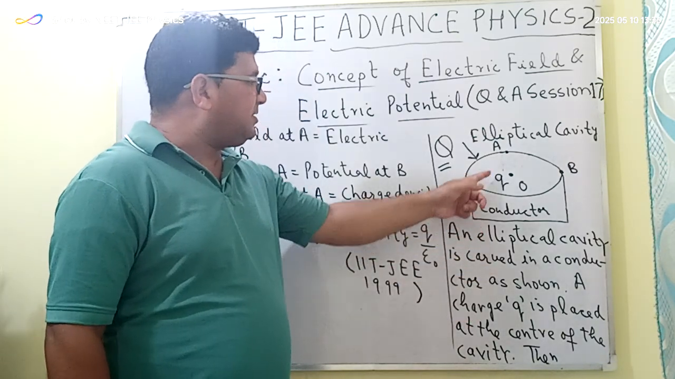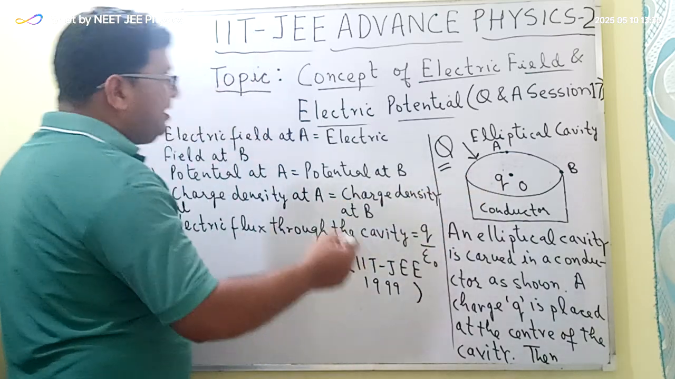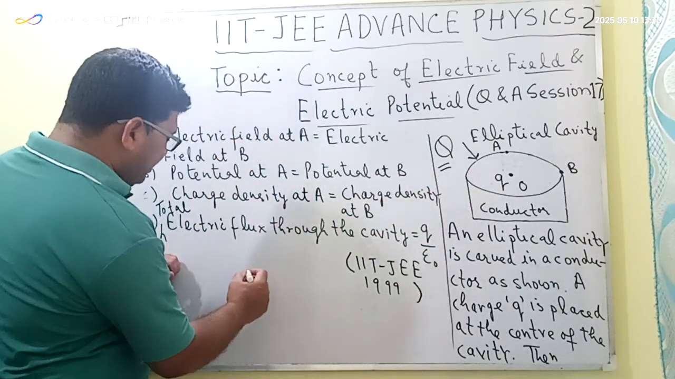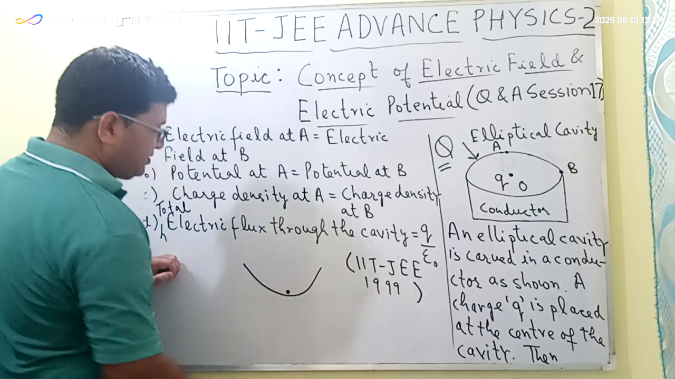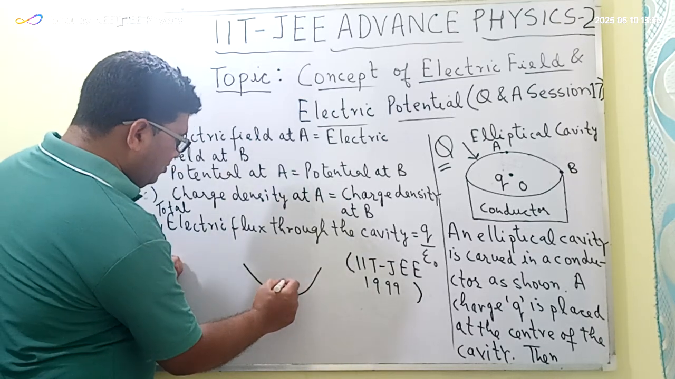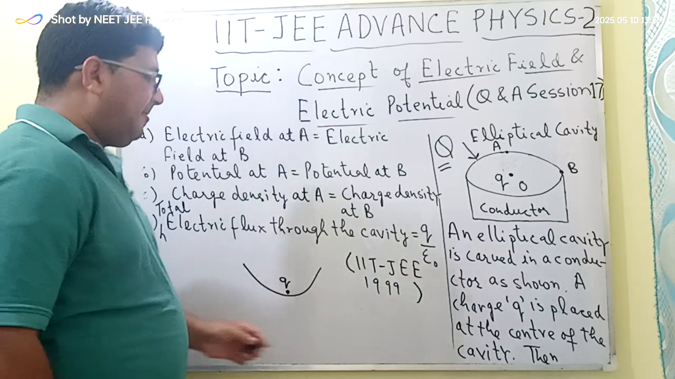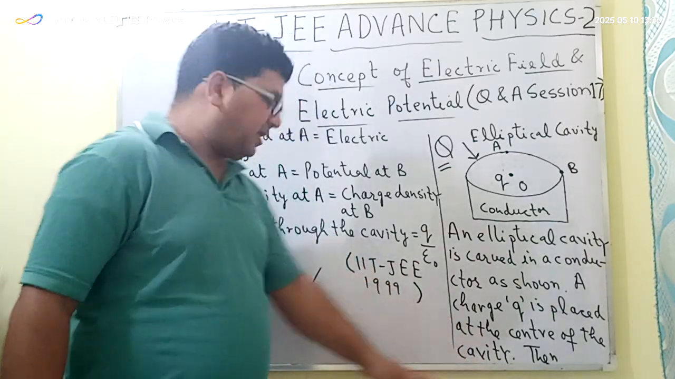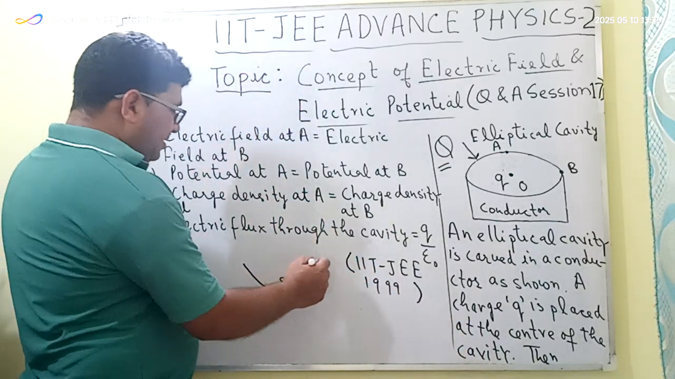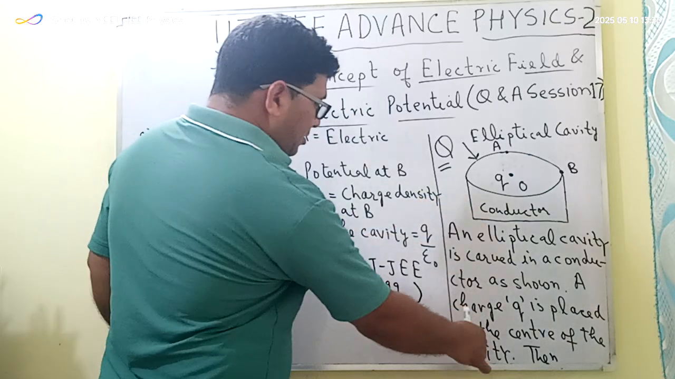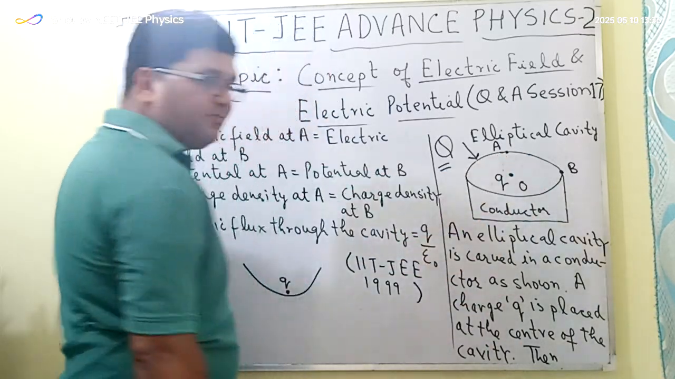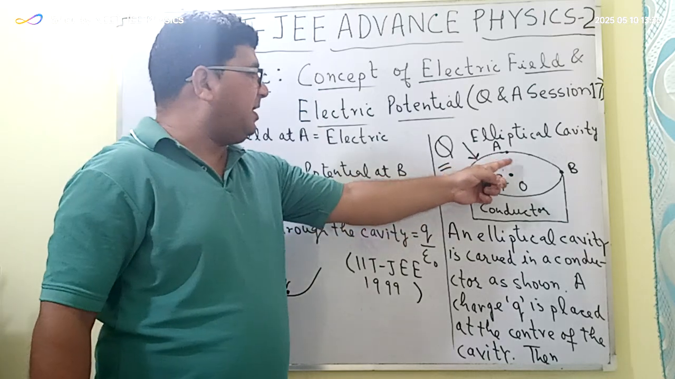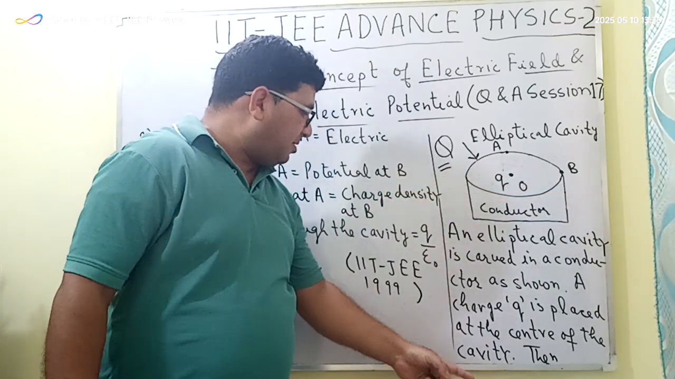So this is a conductor and this is an elliptical cavity. Elliptical cavity means the cavity will be something like this. So there is a charge Q which is placed at the center of this cavity. And there are 2 points on the surface of the cavity as shown in this figure. This is one point A and this is the other point B.